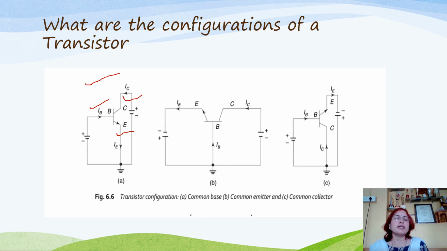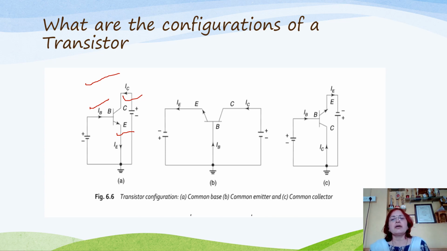You can see the biasing. Input junction is forward bias. P-type base is connected to the positive terminal of battery and N-type collector is connected to the positive terminal of battery. So in this way, base emitter junction is forward bias and collector emitter junction is reverse bias.